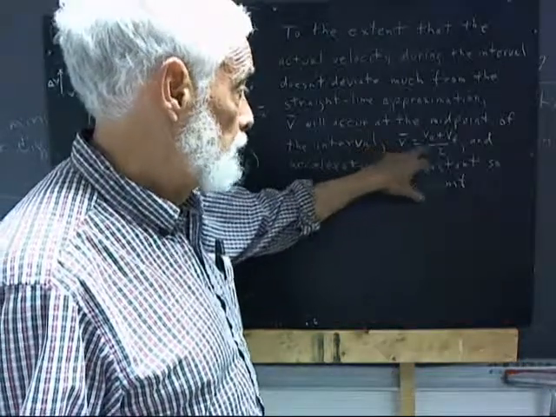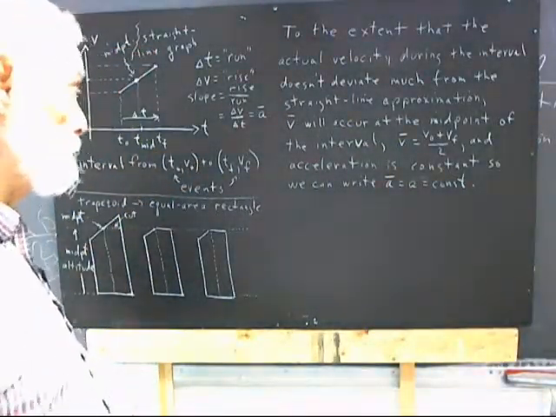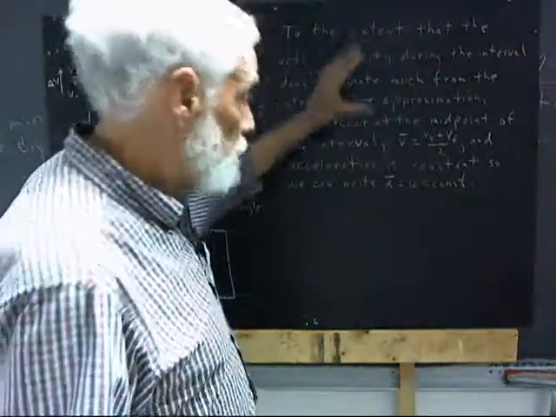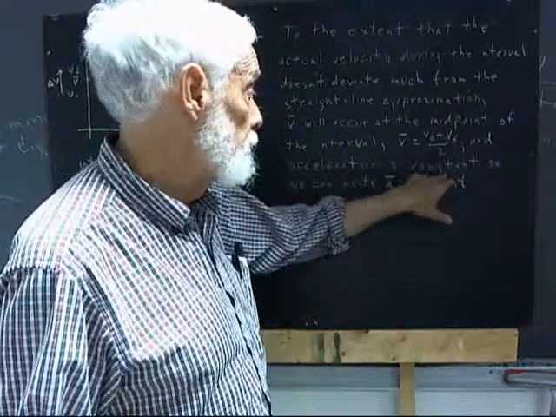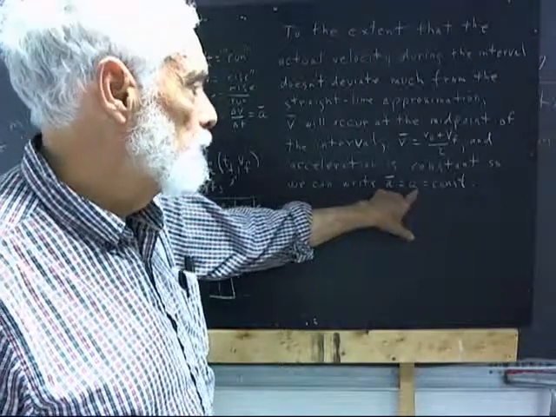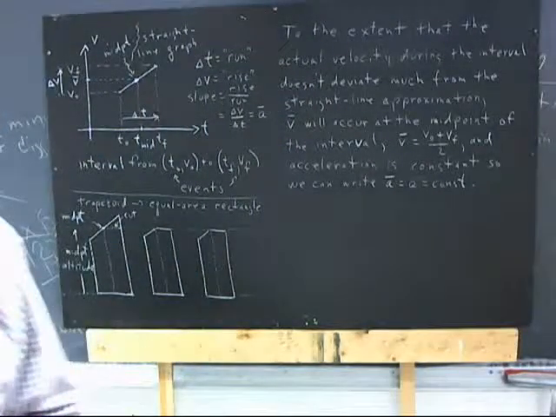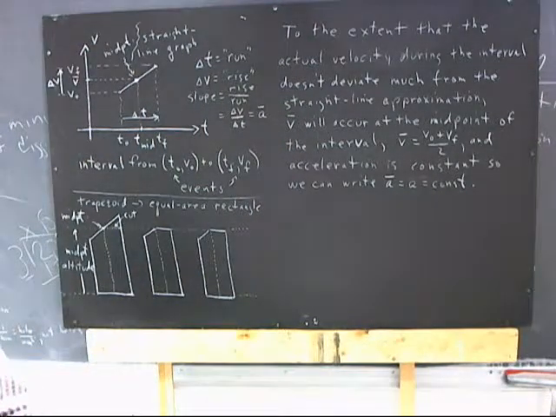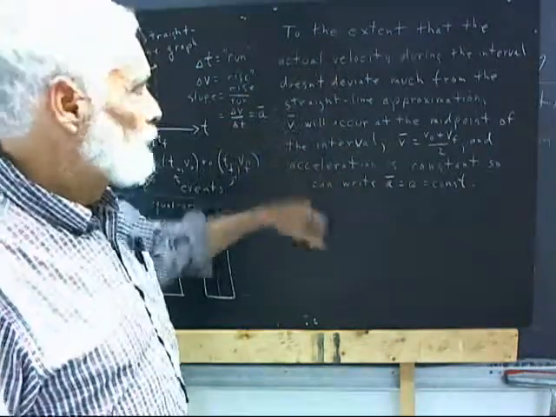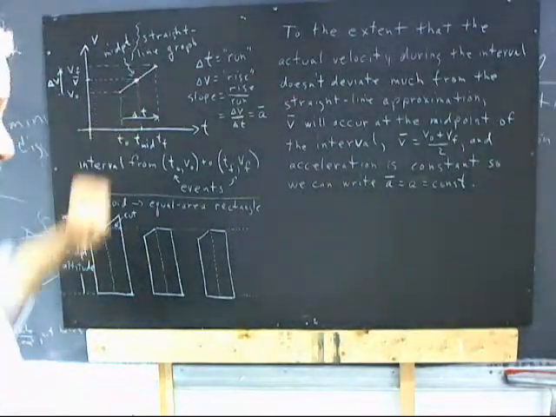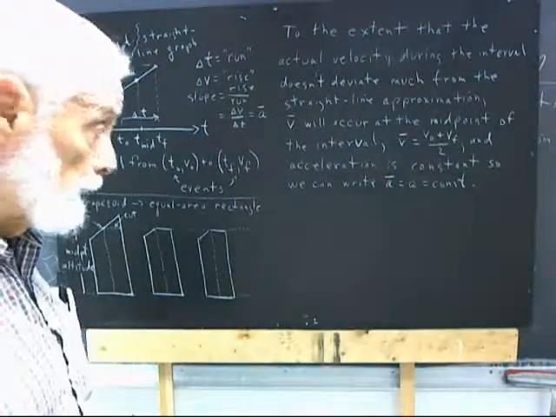And we can think of the average velocity as being the average of the initial and final velocities, again for the straight line approximation. And also, to the extent that we don't deviate much from the straight line velocity versus clock time graph, the acceleration is constant, so we can write the average acceleration is equal to the acceleration, which is constant. So the acceleration is constant everywhere on the interval. Again, this is the case to the extent that the actual velocity doesn't deviate much from the straight line, and we could quantify that, we could analyze that, but right now we'll leave that as kind of an intuitive idea.